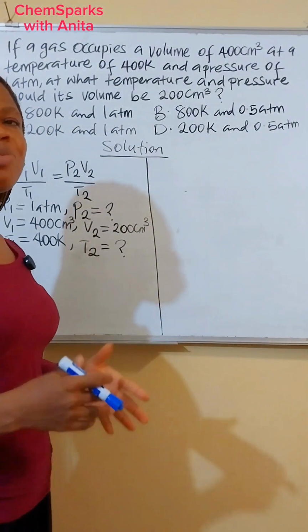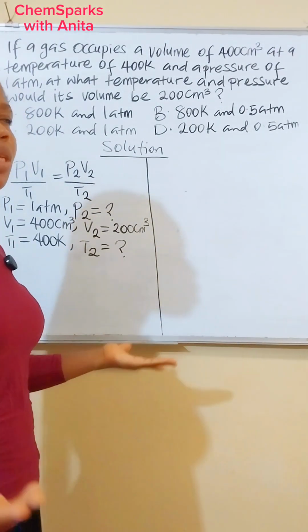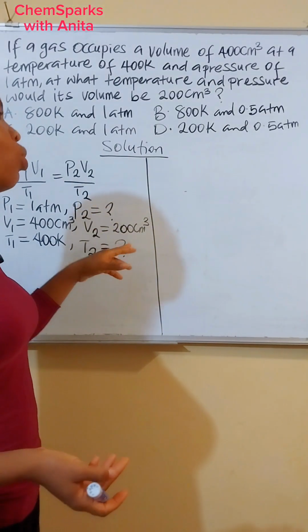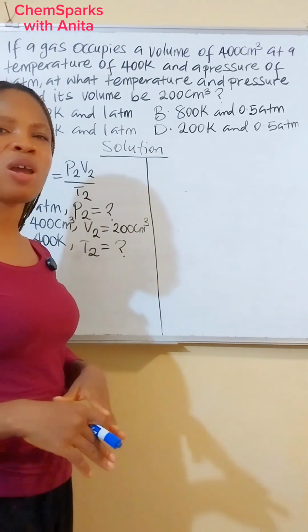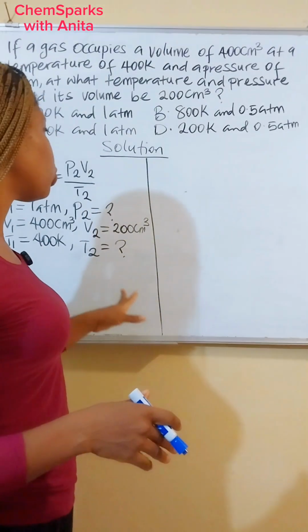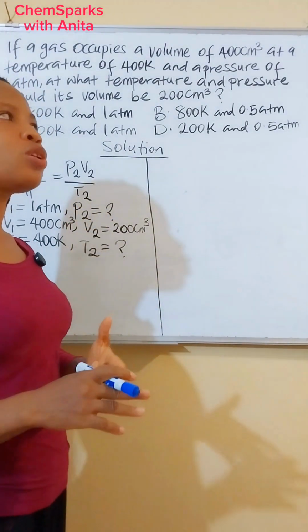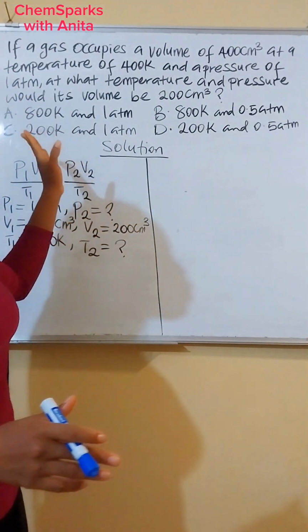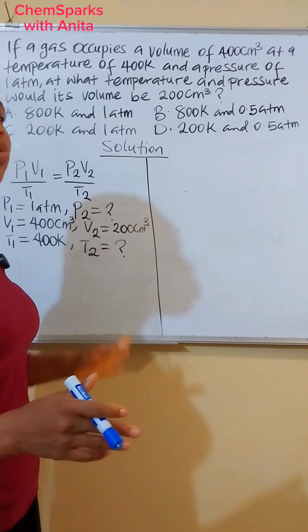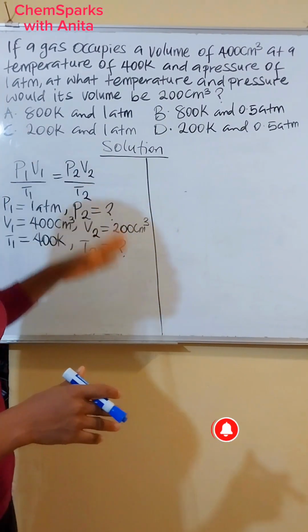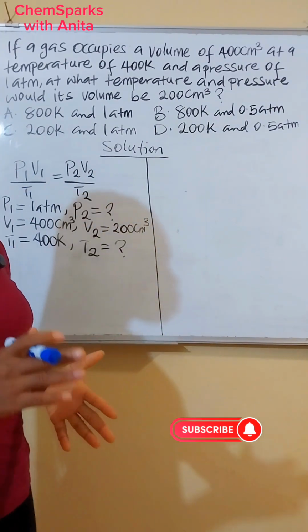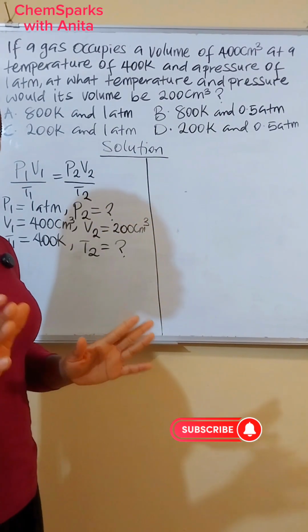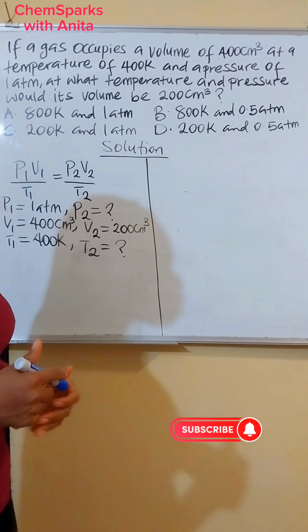So at this juncture, someone might get confused. How do I proceed with this? Since I don't know what P2 is and I don't know what T2 is, I'm going to show you a very simple method you can easily use to solve this. Instead of going through the long process of substituting in the answers into the equations until you get the one that best fits the values given in the question, no, don't go through that long route. Let me show you how you can easily solve this.